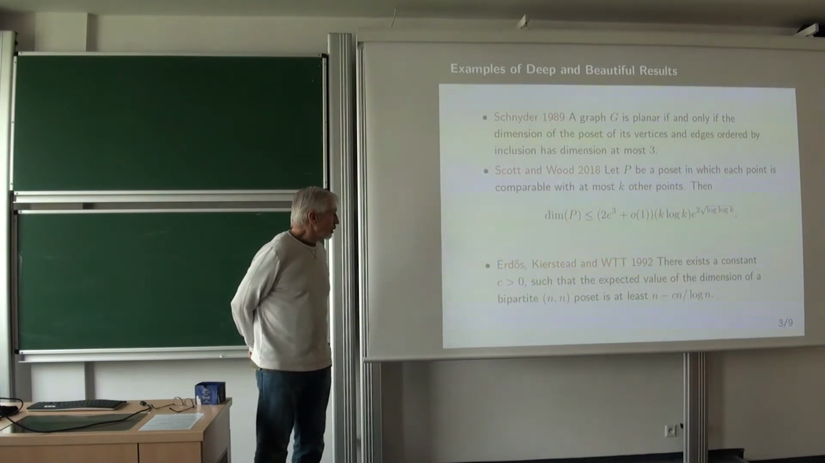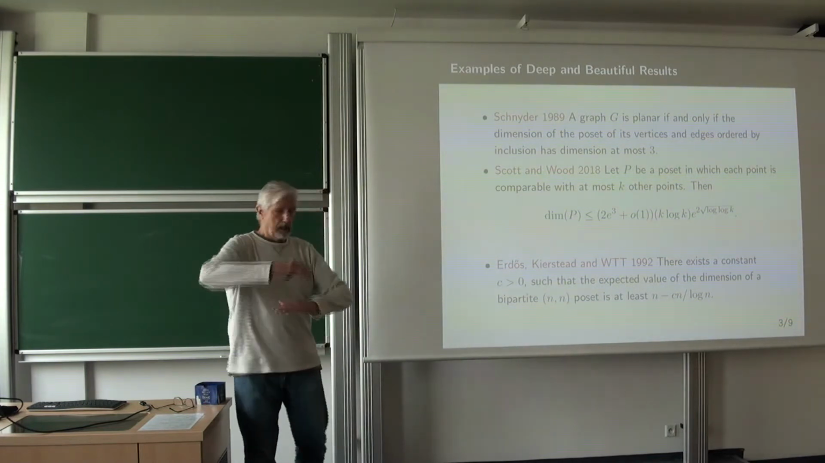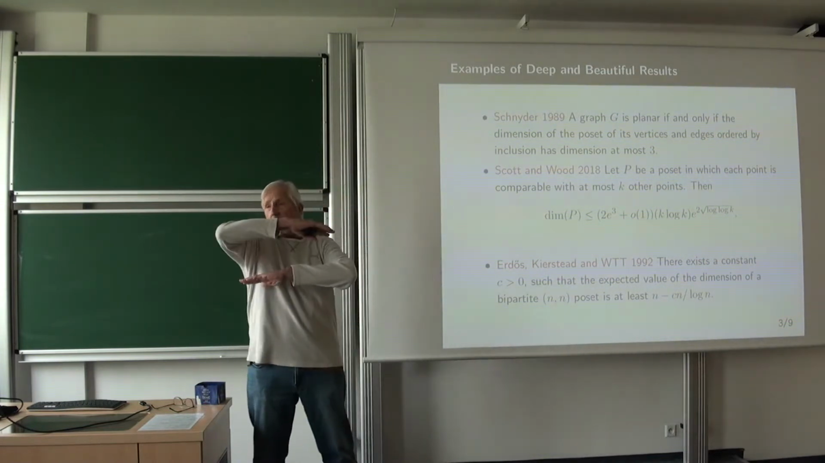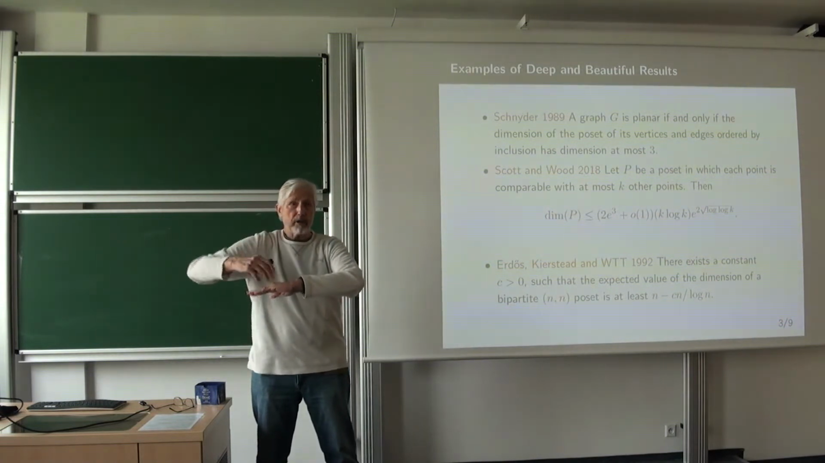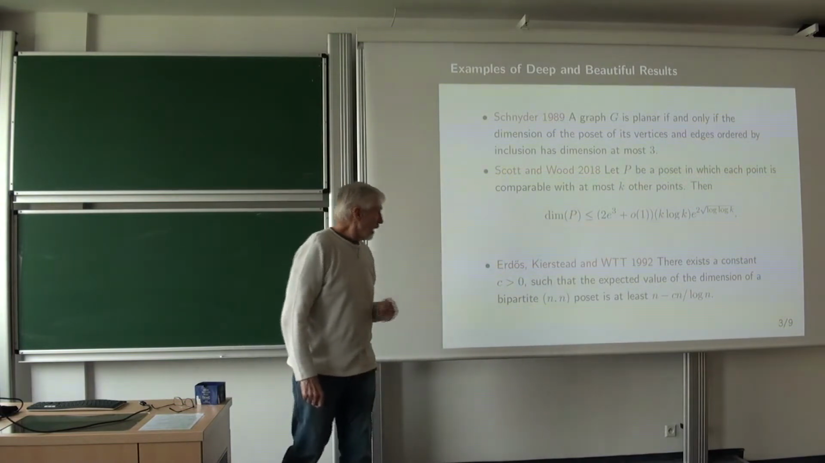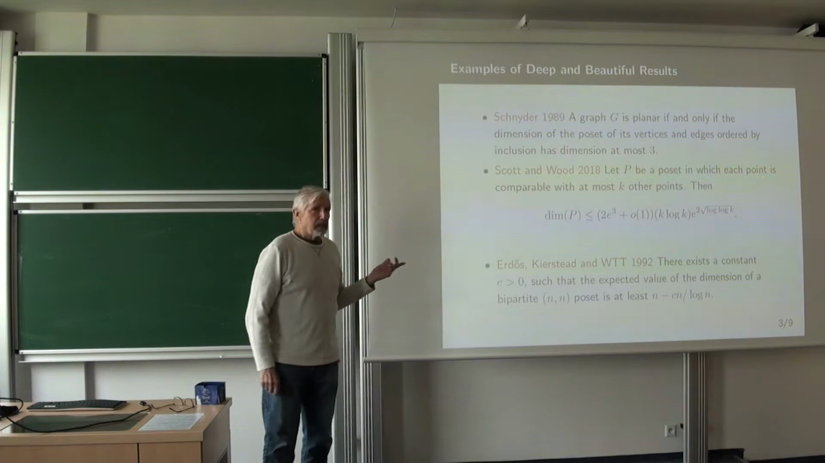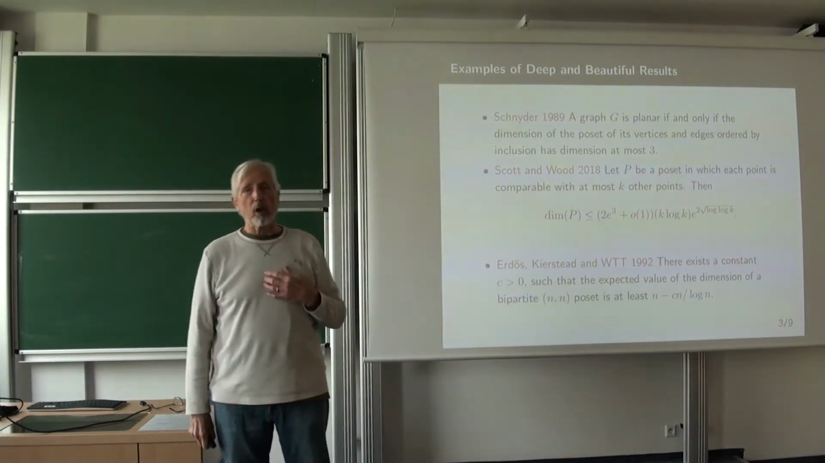So with Erdős, Kierstead, and Kierstead, we proved in '92 that there's a constant, so that if you take a poset that has n elements here, and then put in the comparabilities randomly, flip a coin, independently at random, then the expected value of the dimension of this is at least n minus constant n over log n.